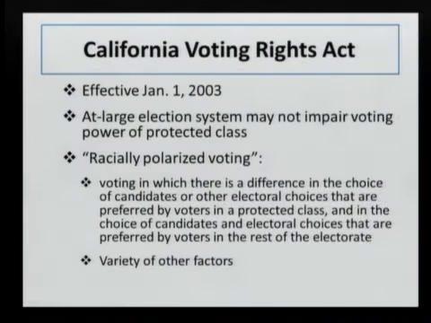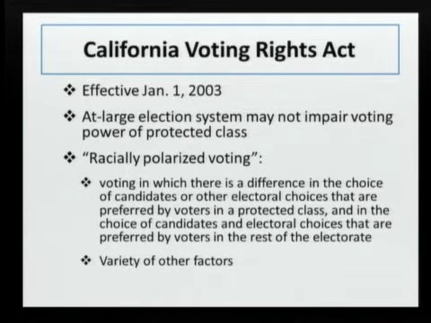Racially polarized voting is defined as voting in which there is a difference in the choice of candidates or other electoral choices that are preferred by voters in a protected class, and in the choice of candidates and electoral choices that are preferred by voters in the rest of the electorate. Racially polarized voting is established by examining voting results of elections where at least one candidate is a member of a protected class, elections involving ballot measures, and other electoral choices that affect the rights and privileges of the protected class members.